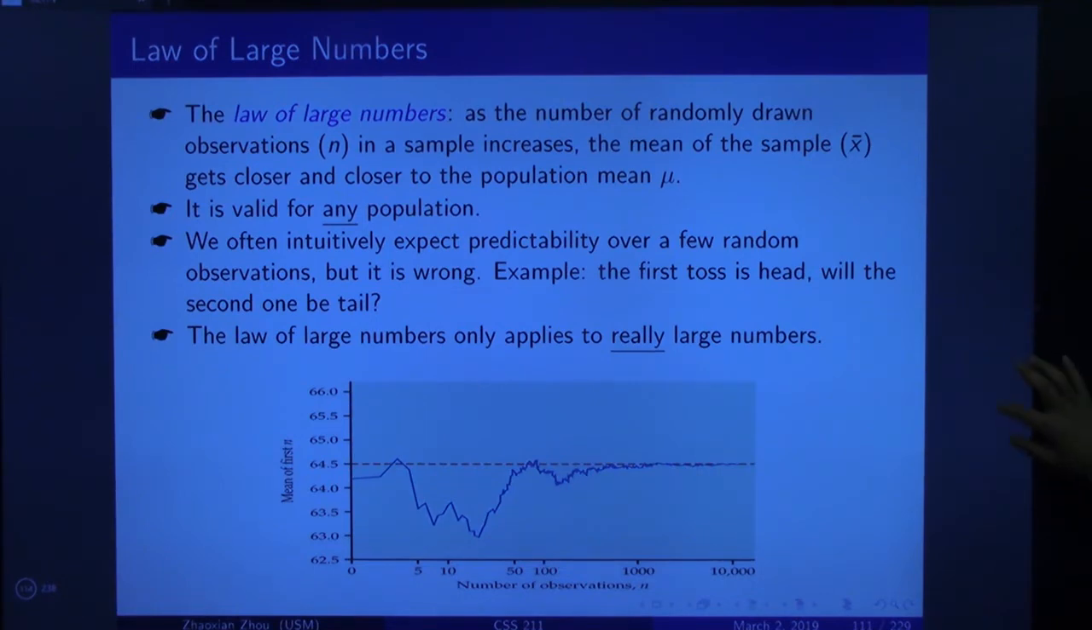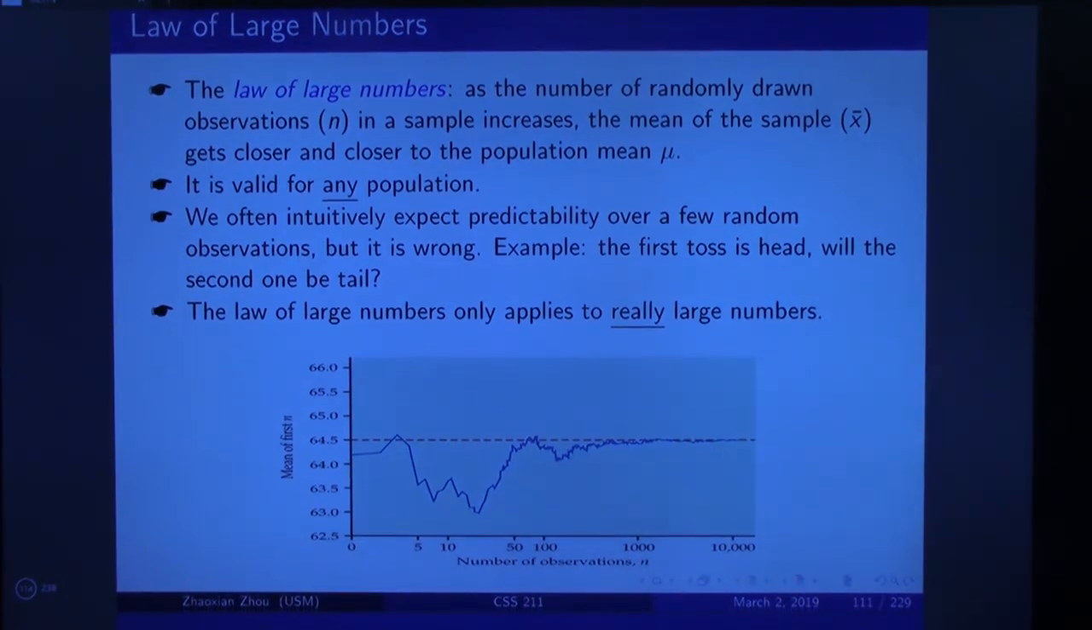Next, we discuss a concept, a law called the law of large numbers. That is important, and it's very easy. It's very important to understand probability. As the number of random observations n in the sample increases, the mean of the sample x bar gets closer and closer to the population mean mu.